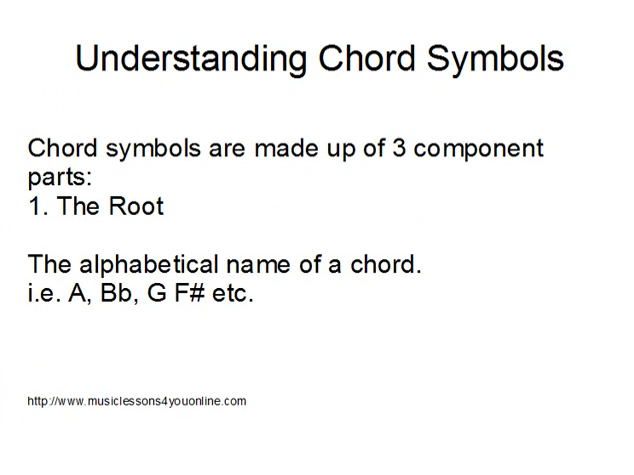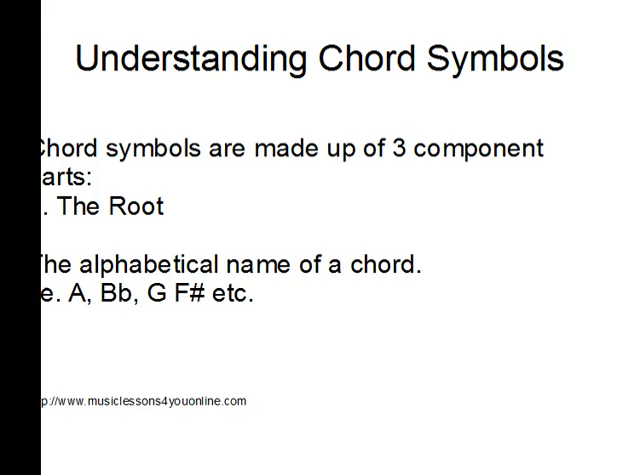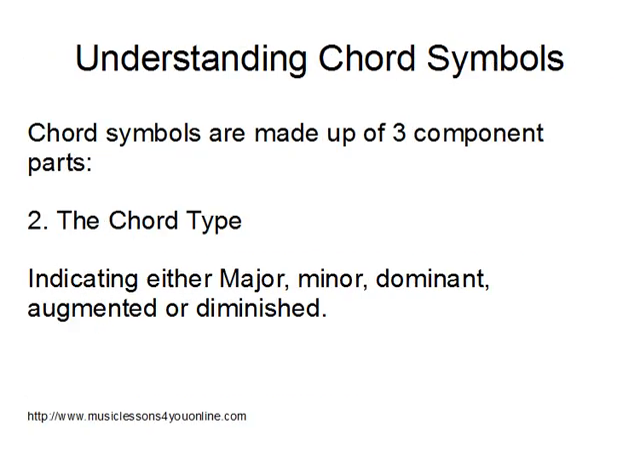So chord symbols are made up of 3 component parts. First part is the root, and that is basically the alphabetical name that you first speak about any kind of chord. For instance, B flat, G, F sharp, those kinds of things. The second thing is the chord type. The type being the major, minor, dominant, augmented, or diminished. Those are pretty much all the categories of chord types that you have.